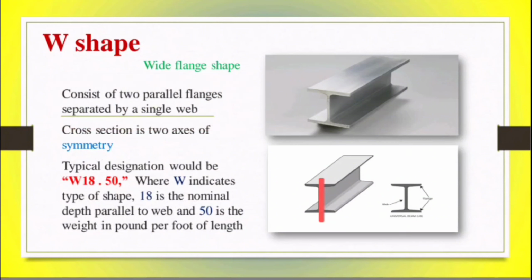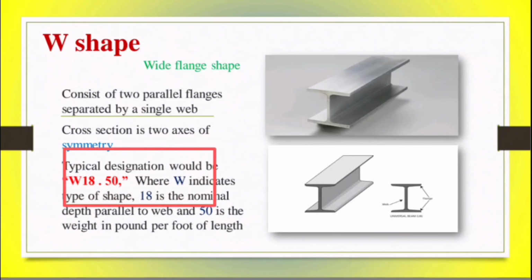Its cross section has 2-axis symmetry. If you find the centroid of this steel, it will be here. If we consider the moment of inertia or other section properties along the x-axis and along the y-axis, both provide equal values because it has 2-axis symmetry. If we find the moment of inertia along the x-axis, it will be equal to the moment of inertia along the y-axis. So this is the W shape section.